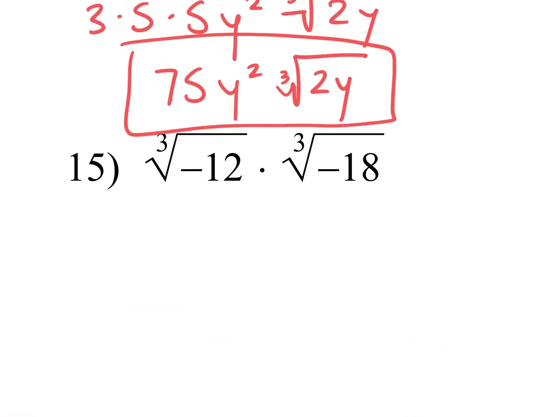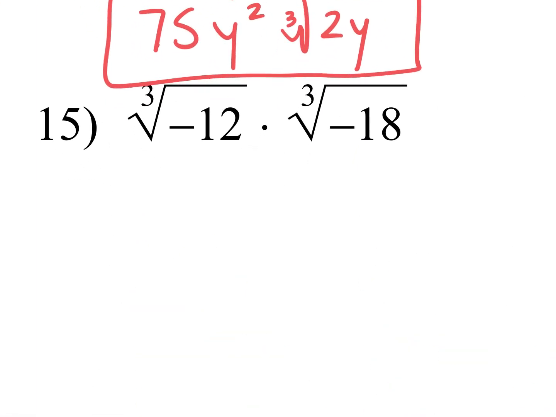Let's look at 15. Can I combine these? Yep, so it'll be the cubed root of -12 times -18. What is a negative times a negative? A positive. So this will be 12 times 18, because it comes positive. What do I do next? So what are 2 factors of 12?